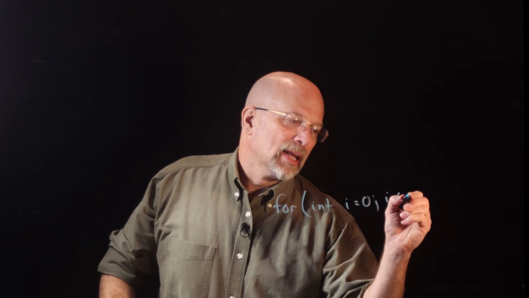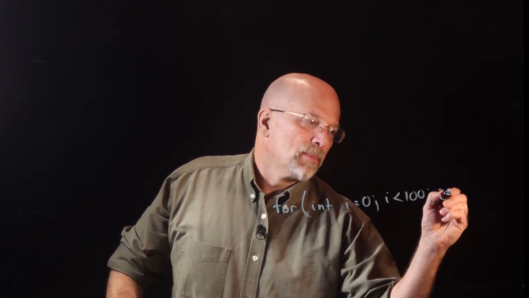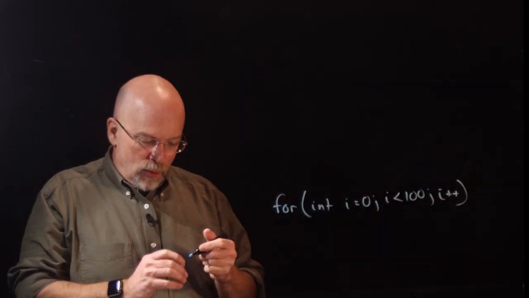Okay, now if you're watching this, you're probably familiar with code, just a little bit. Maybe you don't know a lot about code, but you've probably seen something like a for loop, right? So for, we have some sort of an integer, i equals 0, i less than 100, i plus plus. That's one format of the for loop.